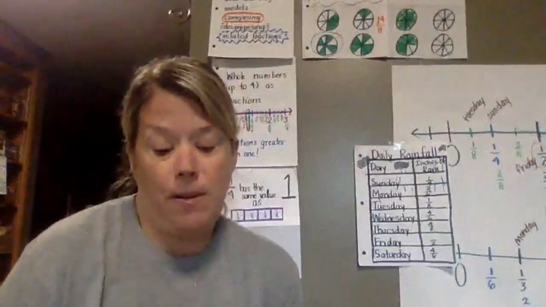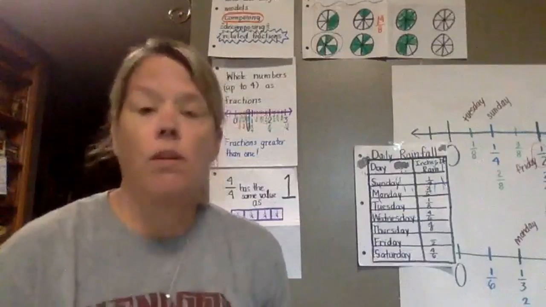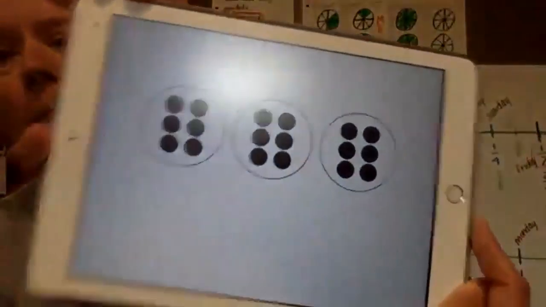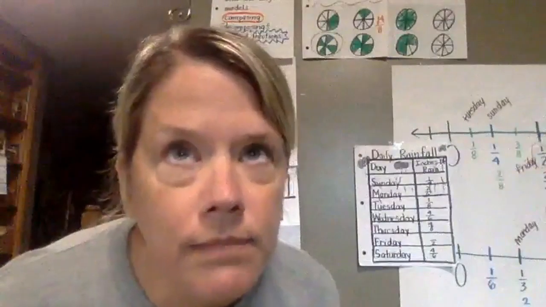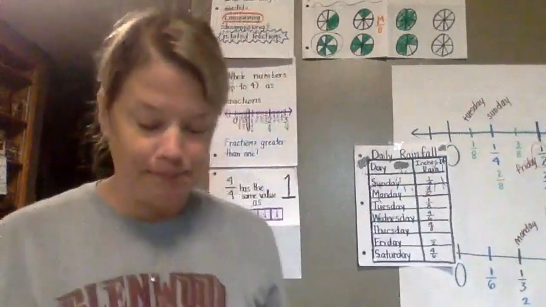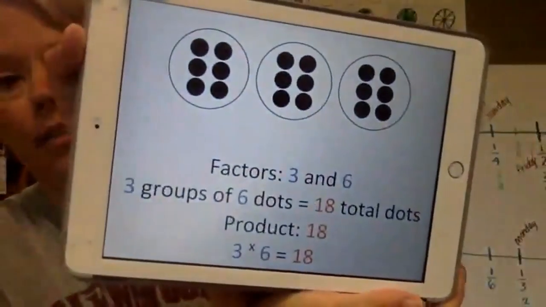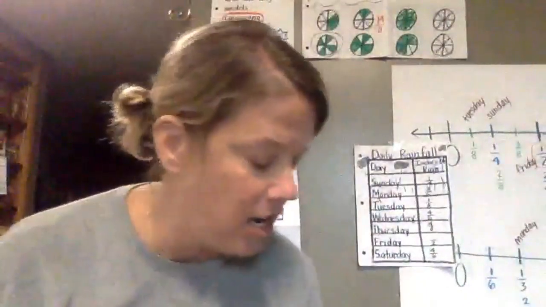I'm trying to skip a bunch because I know you know. Ooh, ready? 3 groups of 6. 3 and 6. What are our factors? 3 and 6. The product is 18.